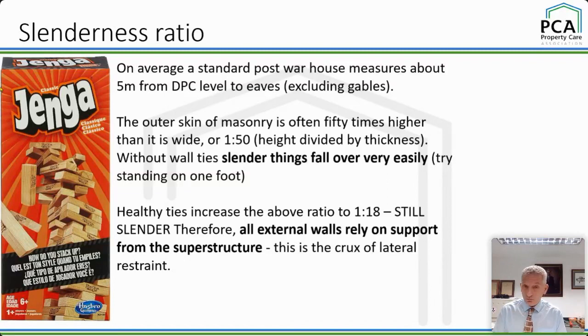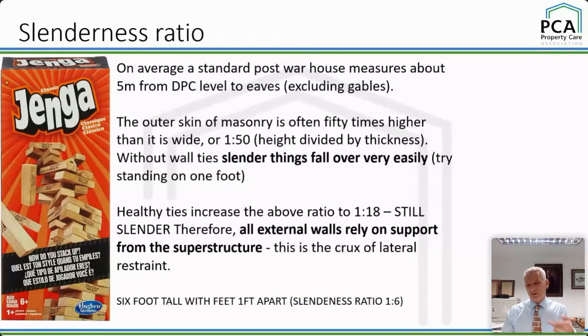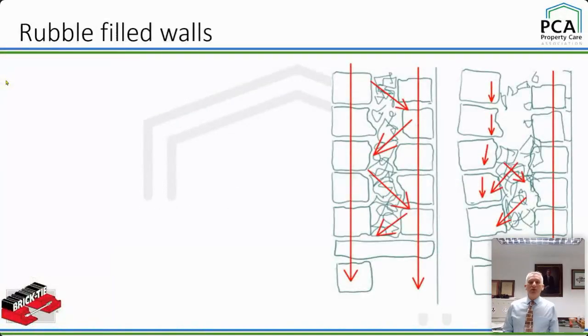So here's the next important point. All external walls, all of them, they rely on support from the superstructure. And that's the crux of lateral restraint. Okay, if we build a cavity wall out in the middle of the Yorkshire Dales with no walls attached to it, just in the middle of a field, first gust of wind, it'll fall over. Okay, so we'll move on now. I just made a pointer there at the bottom that if you're 6 foot tall, and you're standing with your feet a foot apart, your slenderness ratio is only 6:1. That's the difference.